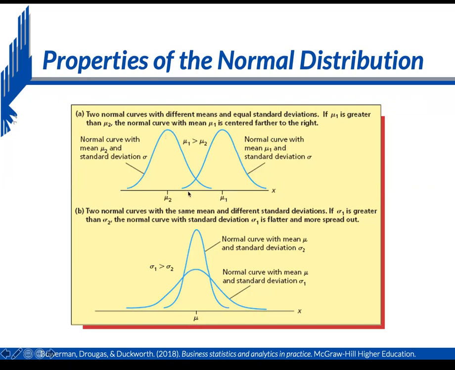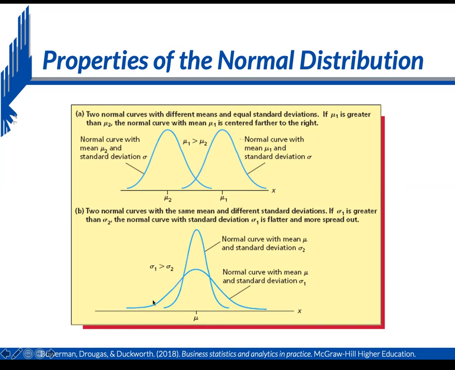But since they have the same shape, that is an indication that they have the same standard deviation. Because remember, the standard deviation is a measure of variation. It's a measure of spread, how far apart the values are from each other. And since the standard deviation is the same, then we expect that their distribution should have the same shape. And that is shown here in the first set.